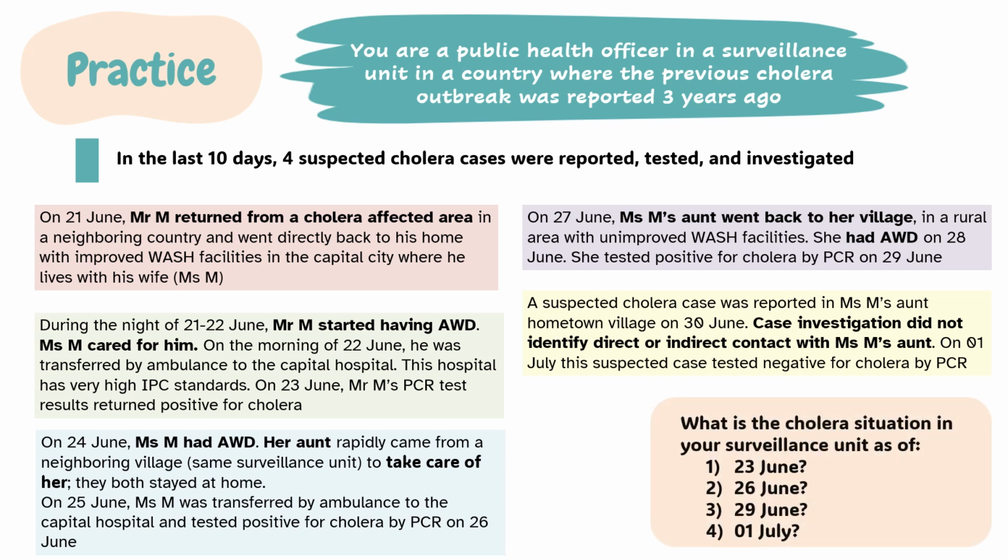What is the cholera situation in your surveillance unit as of the 23rd of June, the 26th of June, the 29th of June, and the 1st of July? Pause the video and take the time you need to reflect on this scenario.